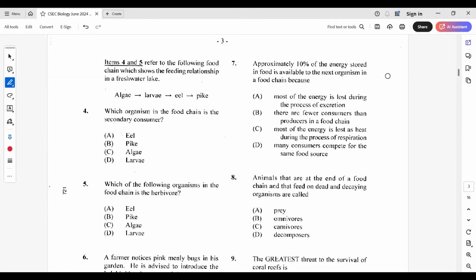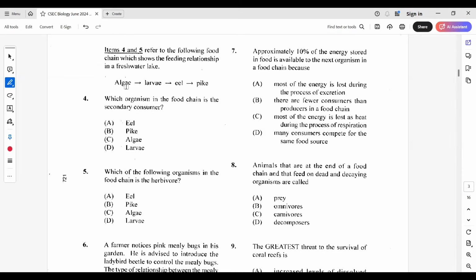Question 4 and 5 refer to the following food chain, which shows the feeding relationship in a freshwater lake. We have algae, larvae, eel, pike. So question 4 reads, which organism in the food chain is the secondary consumer? We have the primary producer, the primary consumer, the secondary consumer being the eel. So that makes A the answer.